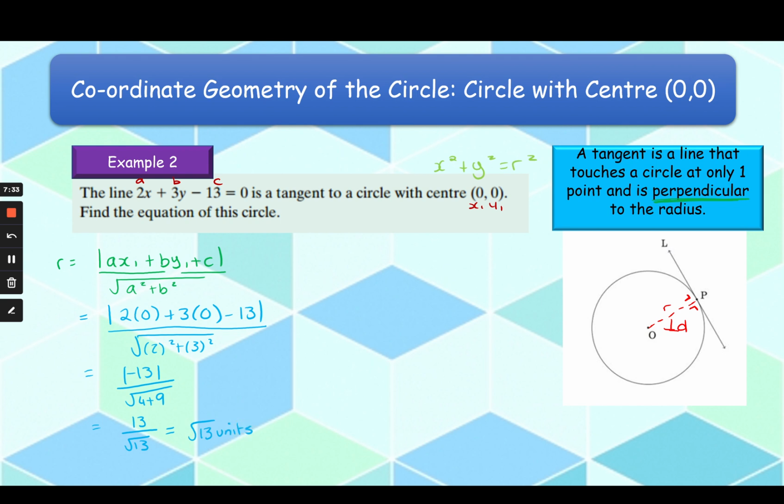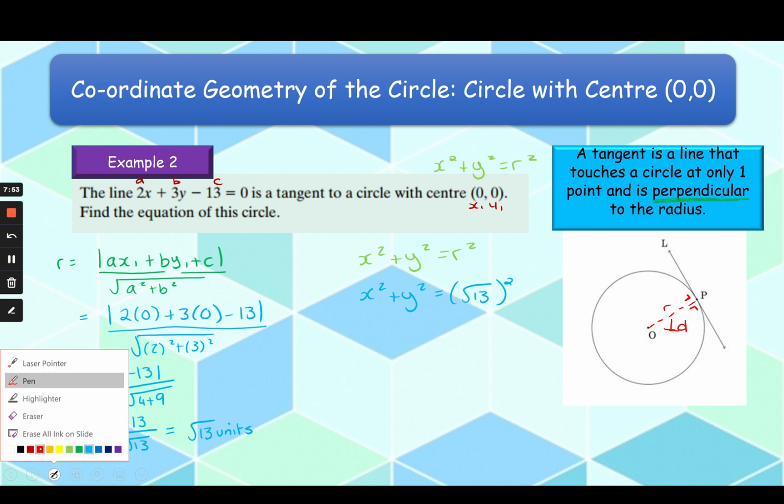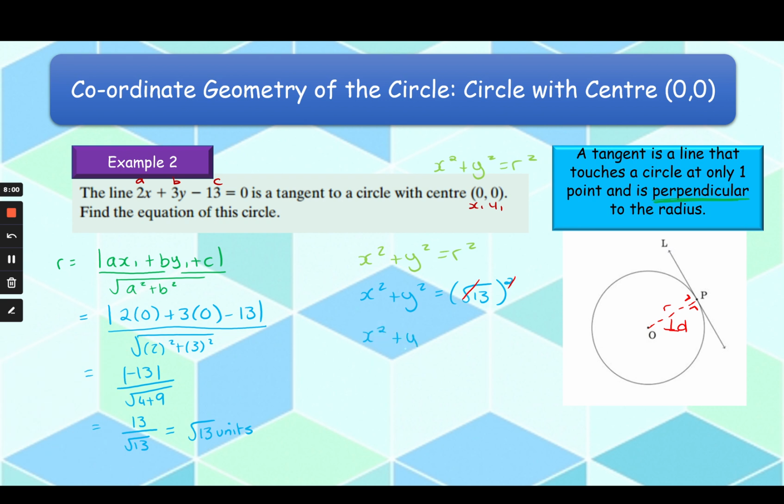So that should give me the square root of 13 units. So I now know that my radius is the square root of 13 units. So I'm going to use my formula again, x squared plus y squared is equal to r squared, to find my equation of a circle. Instead of r, I'm going to put in the square root of 13. So I get x squared plus y squared is equal to the square root of 13 all squared. Again, the square root of 13 and the squared are going to cancel, which means I'm left with x squared plus y squared is equal to 13. And this is my final answer.